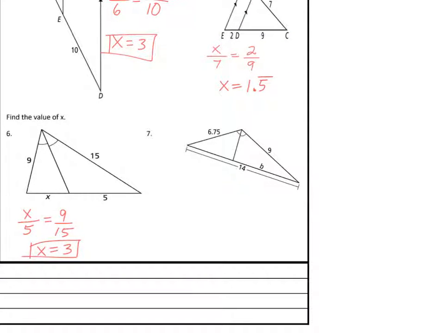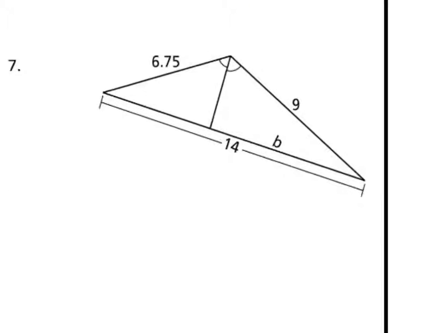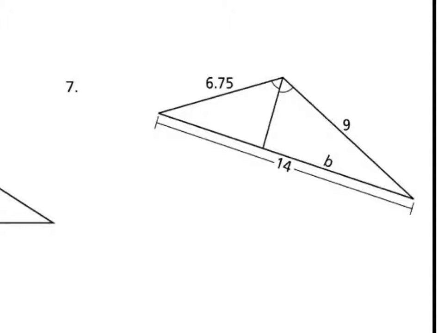You know the entire bottom side is 14. What do I need to label this piece then? This part right here, 14 minus b. And please set up your proportions. So 14 minus b goes with b. That would have to be equal to 6.75 over 9.